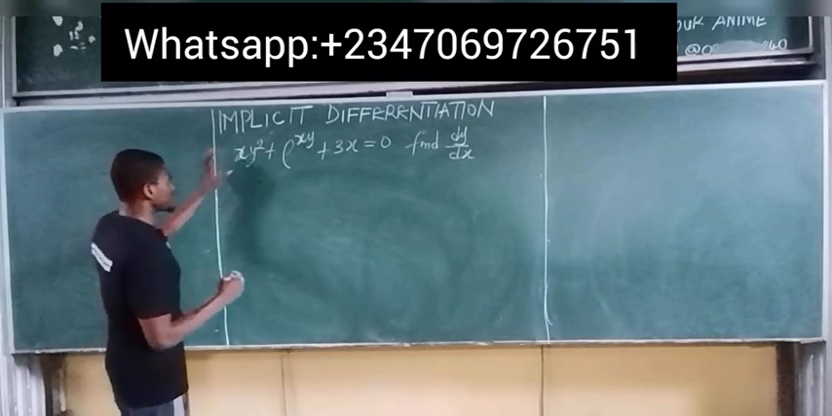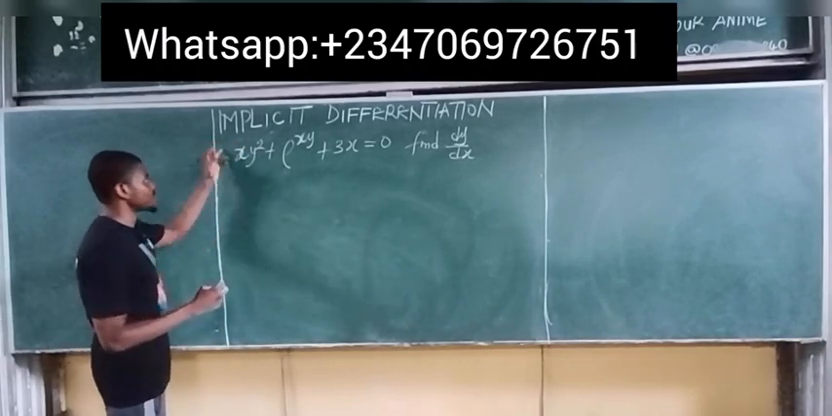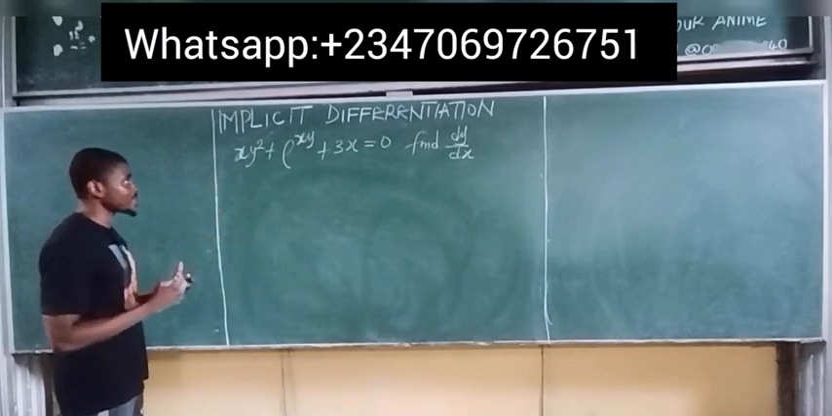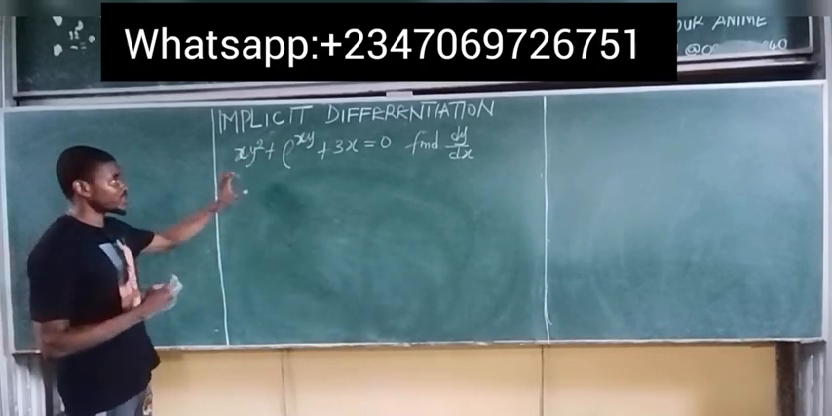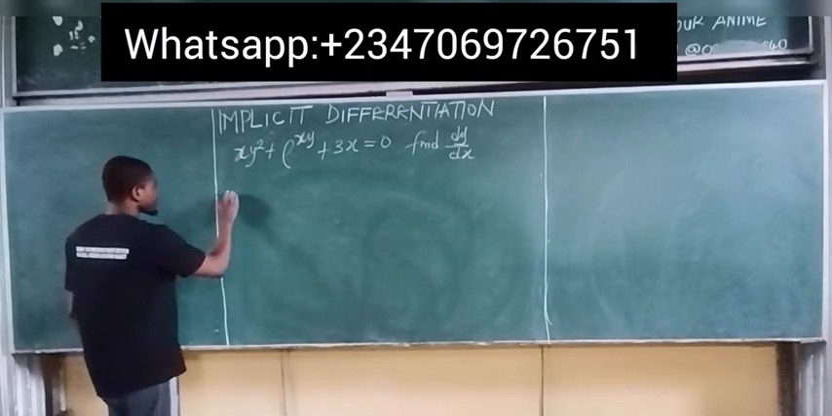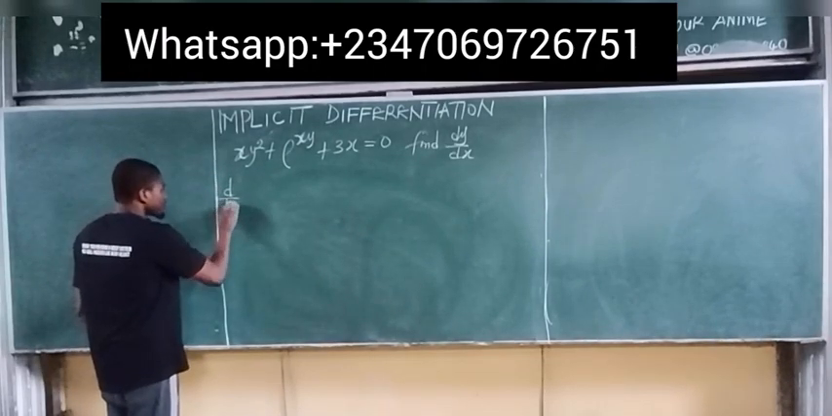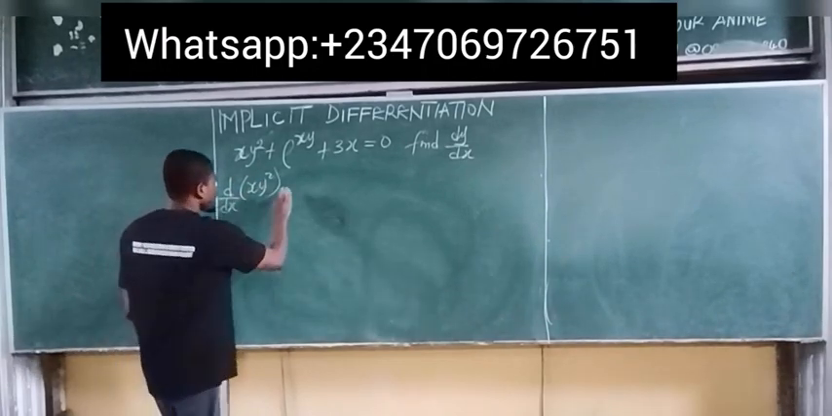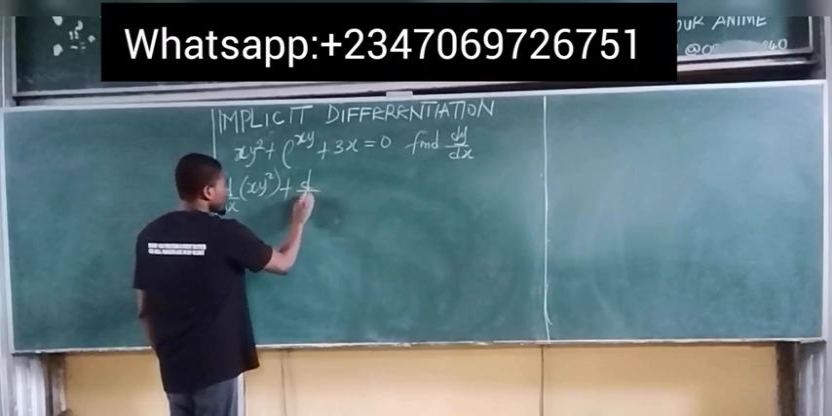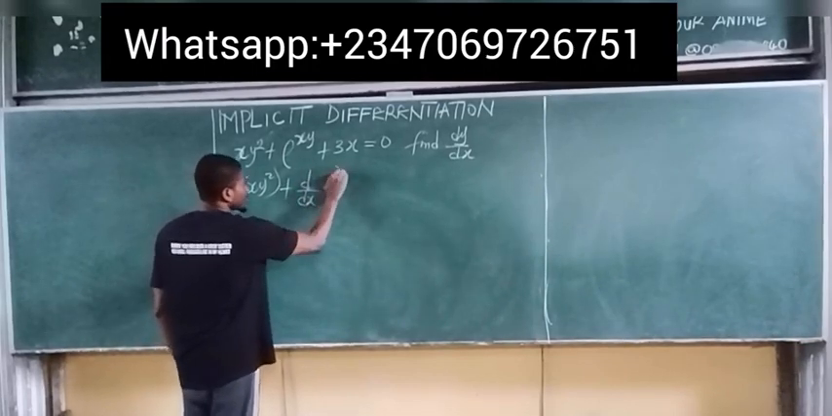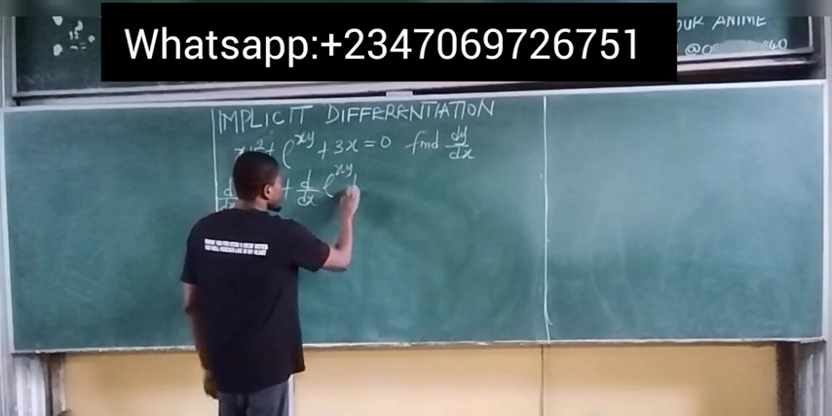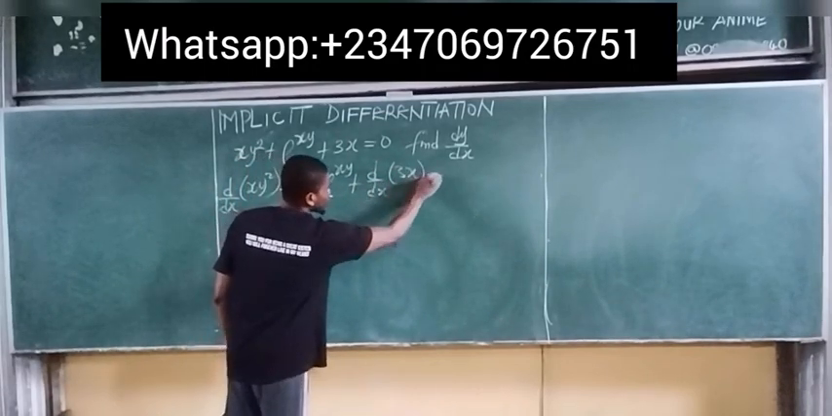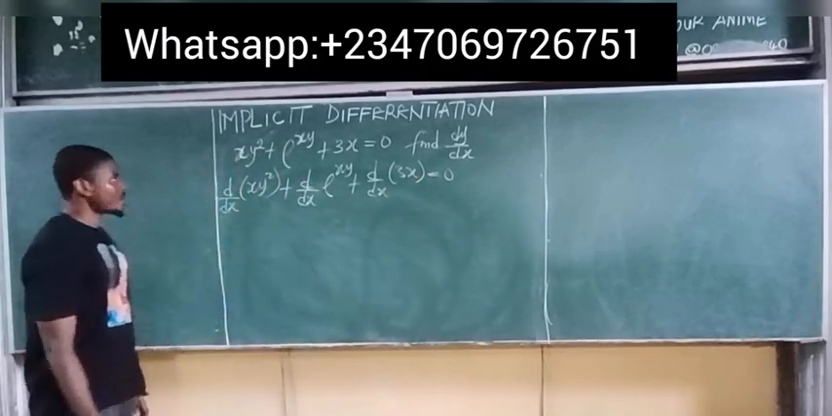Now I want to differentiate this function. First of all, I have xy squared. This is actually a product of two functions, x multiplied by y squared, which means I'm going to employ the product rule to differentiate this function. First of all, I will differentiate with respect to x the whole of xy squared, plus I will also differentiate with respect to x the given exponential function exponential xy, plus d/dx of this other function 3x, and that's equal to 0. I will have this.